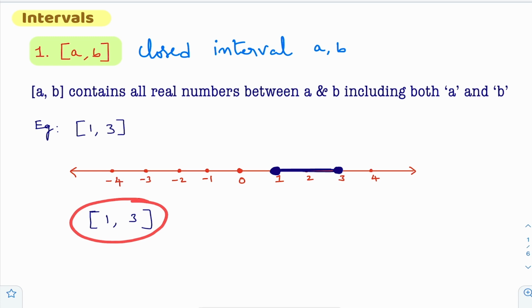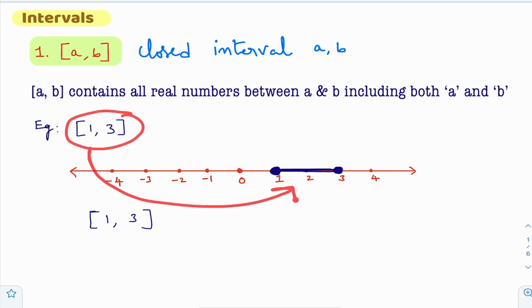See, in this interval, 2.999999, this number is present in this interval. Yes, 2.999 is somewhere here. 3, is 3 present in this interval? Yes, because this is a closed interval. In a closed interval, 1 is also included, 3 is also included. I hope you are understanding. Closed interval 1 comma 3 contains all the real numbers between 1 and 3, including both 1 and 3.